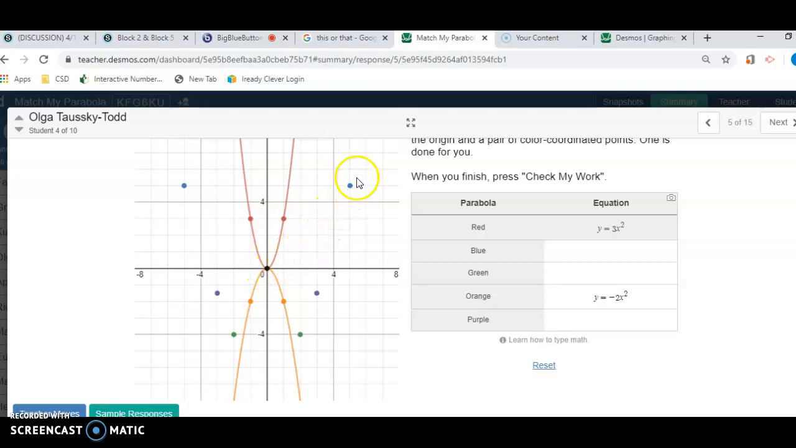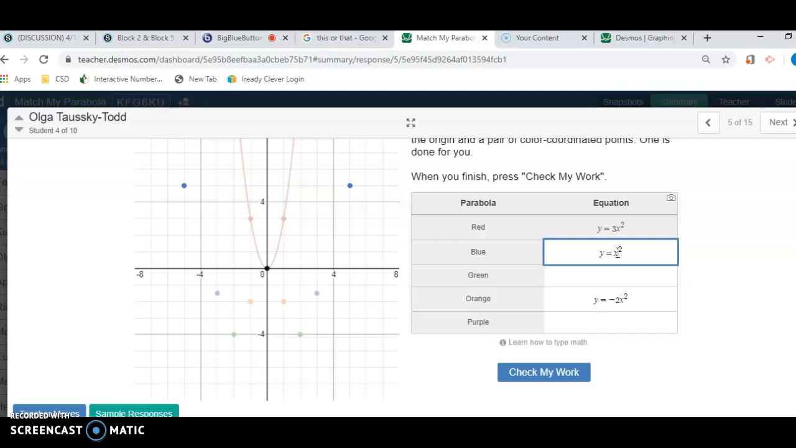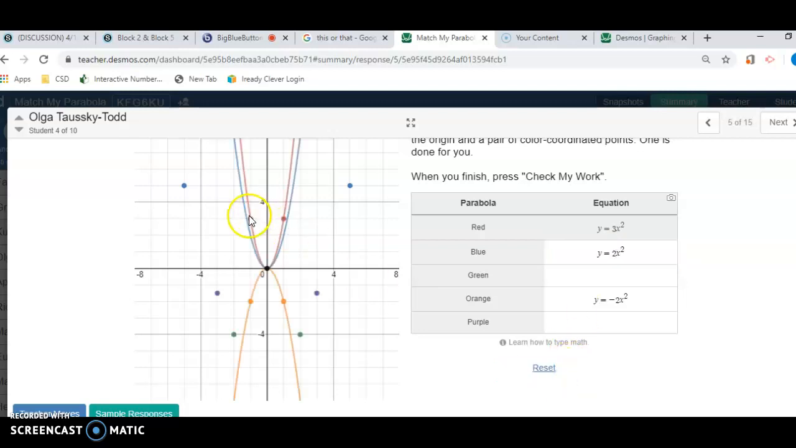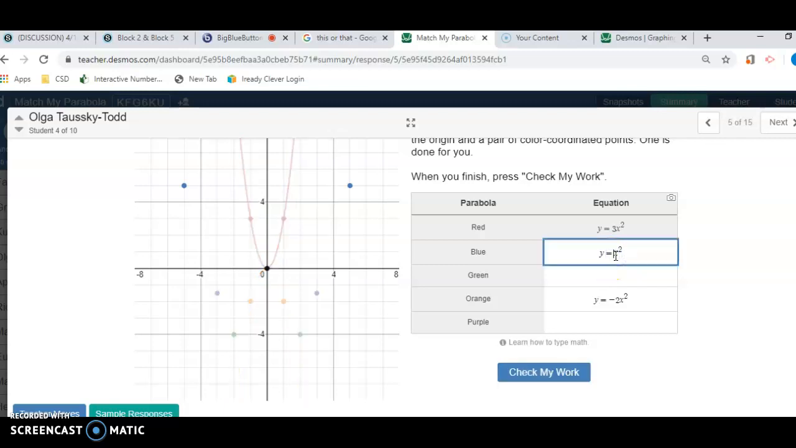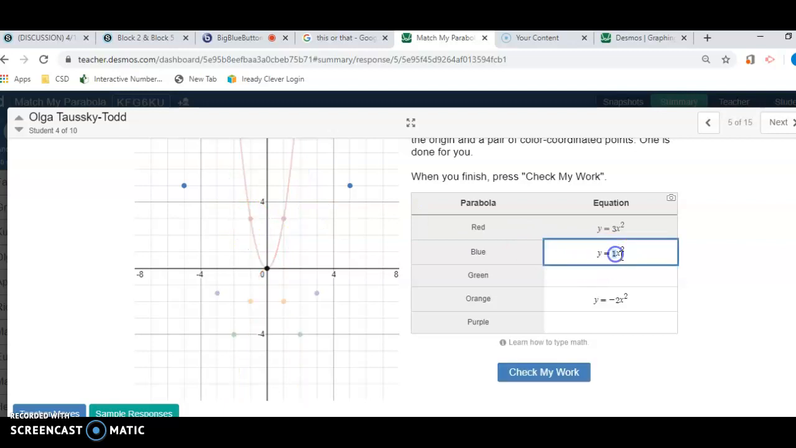All right, so we want to think of what, here we multiplied by 3. What could we multiply by to make it go wider? We're just going to test out some numbers. So let's test out a 2. That takes it a little wider, but not wide enough. So let's pick a number less than 2. Let's say 1. Oh, that takes it a little wider. Okay, what's a number less than 1? Maybe 0.5. Let's try that.